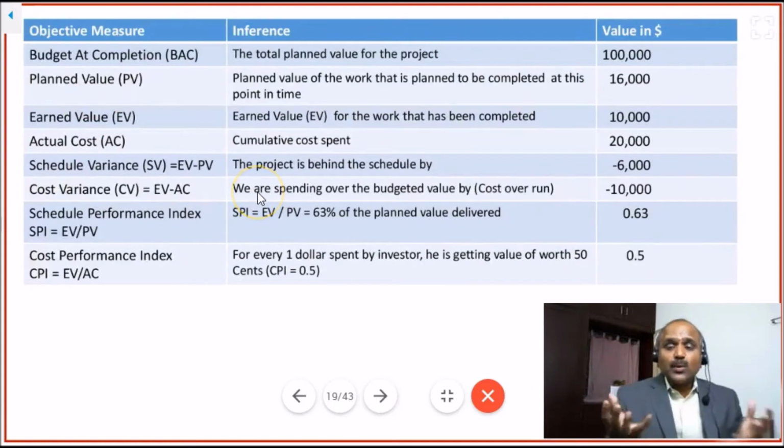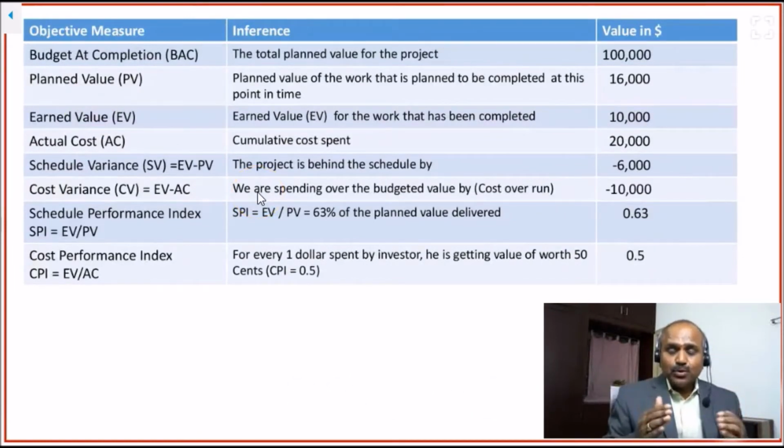Earned value, what we have earned or what we have completed, is the budgeted value for the completed work. So earned means completed. For the completed work, what is the budgeted value? So earned value is the value of the work that has been completed. We basically understood in our example it is $10,000.